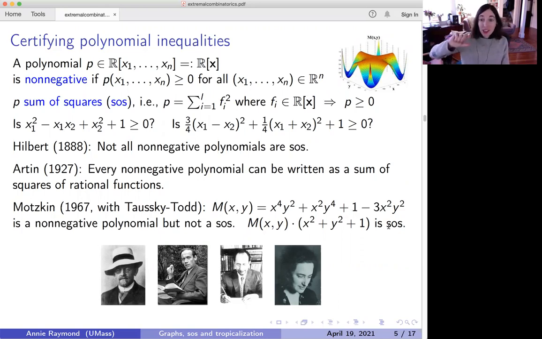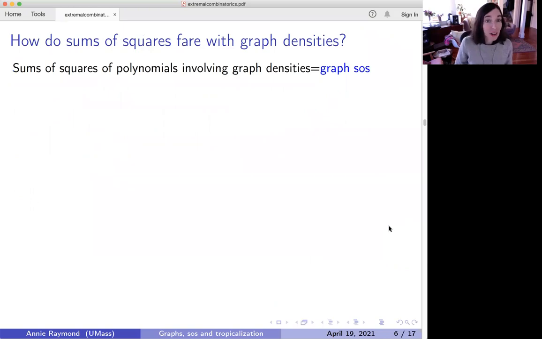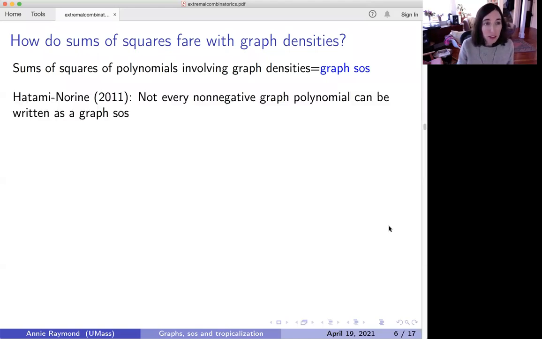So how do these transfer to the world of graph density inequalities? I'm going to call a sum of squares of polynomials involving graph densities a graph sum of squares. The first result that we have is the equivalent of Hilbert's result from 1888. Hatami and Norine in 2011 proved that not every non-negative graph polynomial can be written as a graph sum of squares. So that's not too surprising, right?